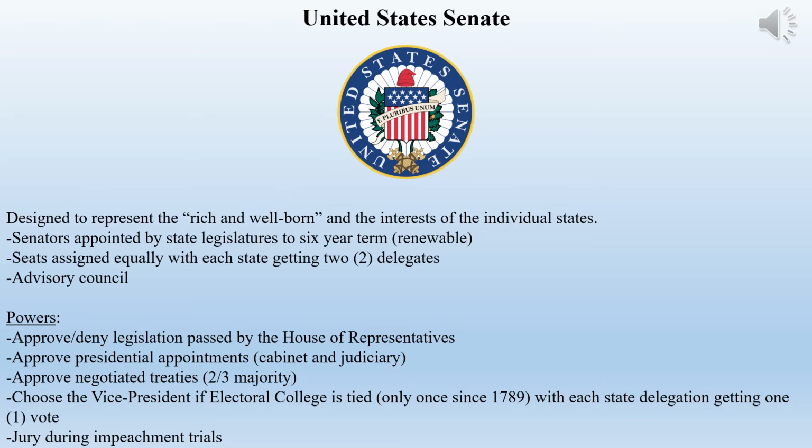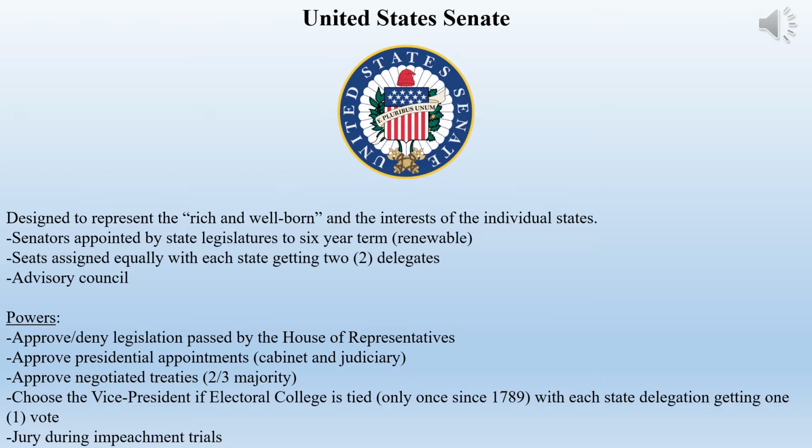The Senate is also the jury during an impeachment trial. Now, we recently had an impeachment of President Donald Trump. The House indicted him, and it was up to the Senate to conduct the trial. The senators are the jury, and the Supreme Court Chief Justice sits as the judge during this trial.